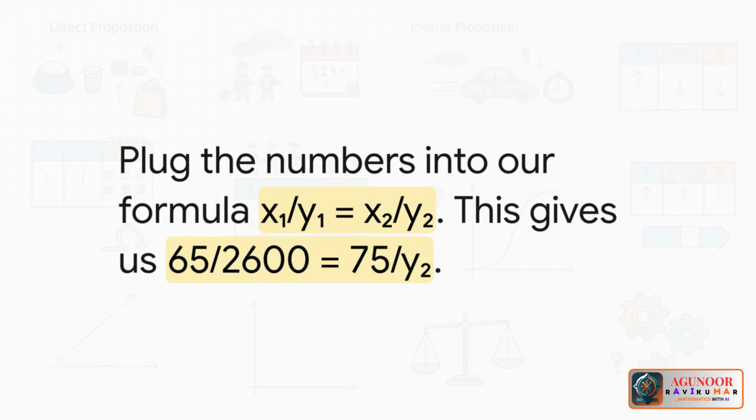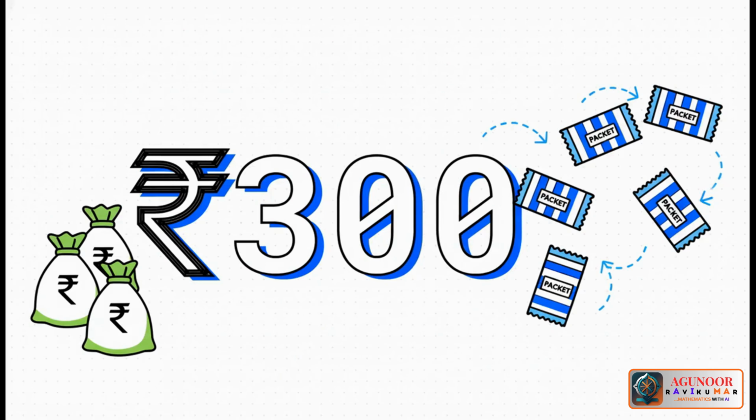See, now that everything's laid out, the next part is easy. We just pop these numbers into our formula. The ratio of packets to cost in the first case has to be equal to the ratio in the second case. So, 65 over 2,600 equals 75 over our mystery cost. And now for the fun part. We just solve for that question mark. A little bit of math later, and voila, we find out that y2 is 3,000. So, 75 packets will cost 3,000. Not too bad, right? The key is just setting it up correctly.